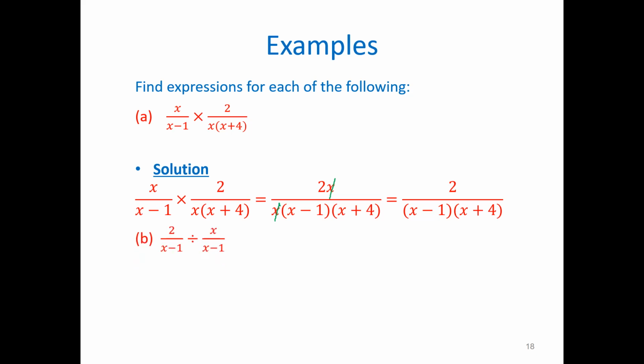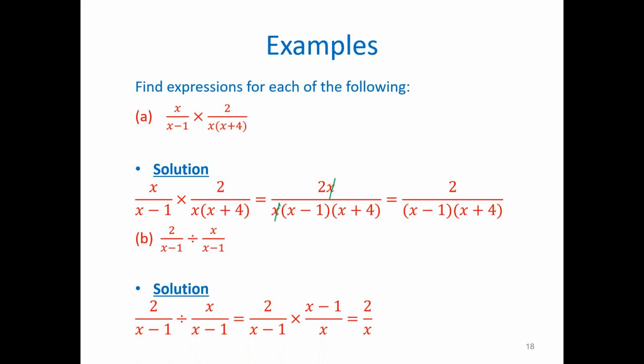Here for the division, again, we have to convert the division sign to multiplication sign. So the first fraction will be written as it is, 2 divided by x minus 1, and the division sign will be converted to multiplication sign, and then the second fraction will be inverted. x will be written down and x minus 1 up. So now this operation, the division operation, converted to the multiplication operation.